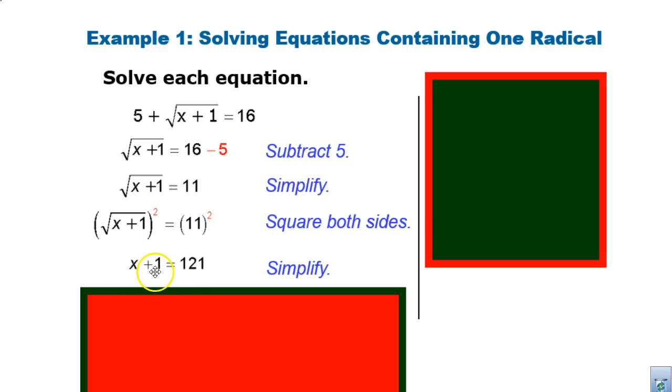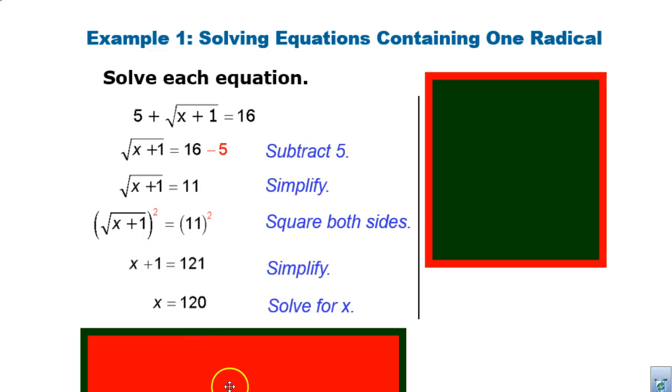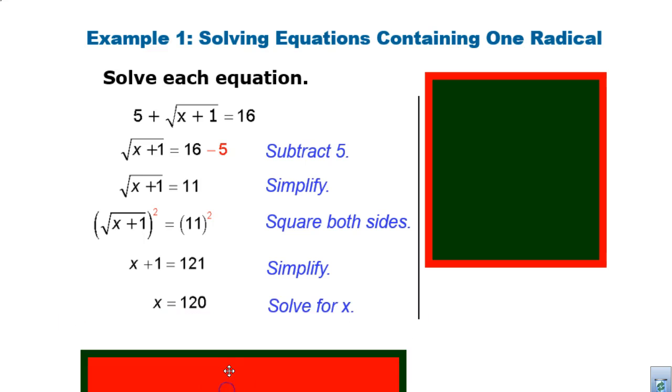If you see a plus or minus, you subtract it. If you see something that's multiplying, you undo it with division, etc. So here we've got x plus 1 equals 121. We're going to subtract 1 on both sides to get our solution. So we have solved for x here. We know that x is equal to 120.